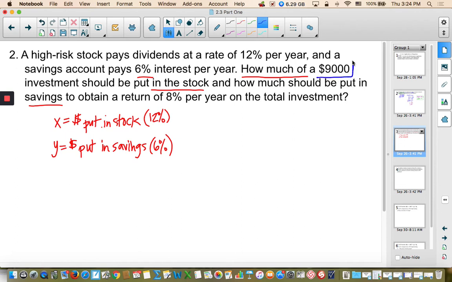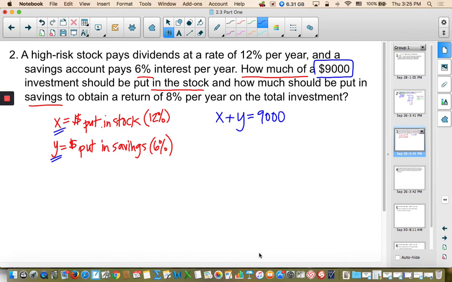We know that we have $9,000. We're going to invest $9,000. Well, if we're going to put X amount in stock and Y amount in savings, and we know that we have $9,000, that means the total amount that I put in stock plus the total amount that I put in savings should equal 9,000. That's one equation. I have two variables, so I'm going to need two equations.